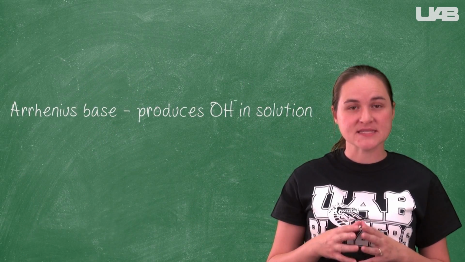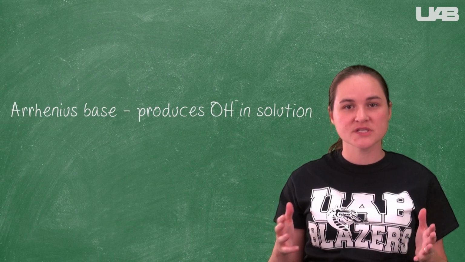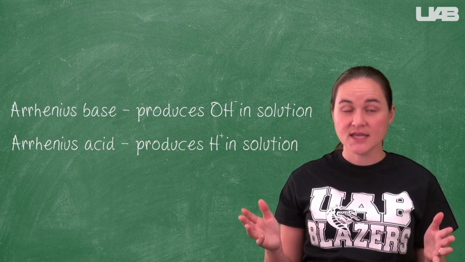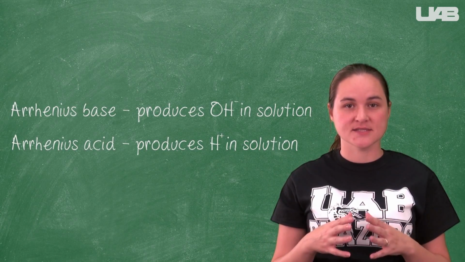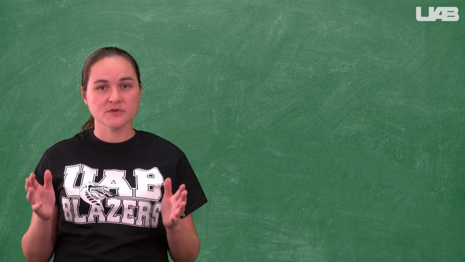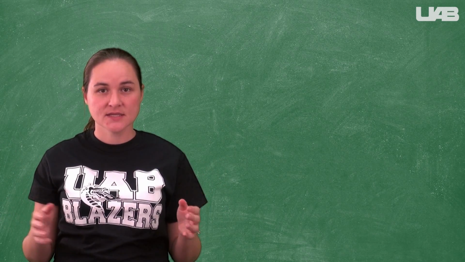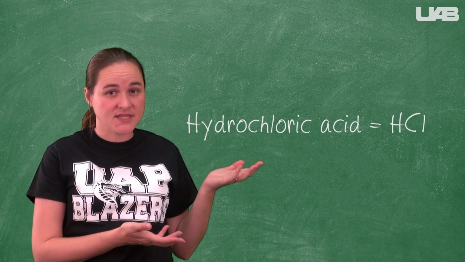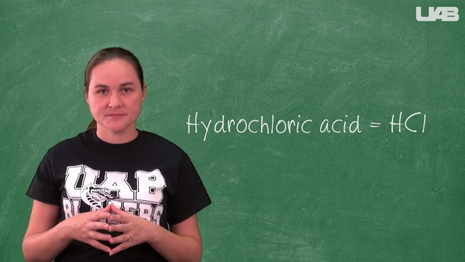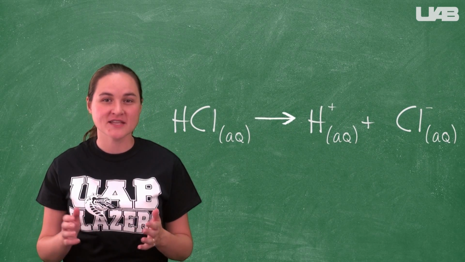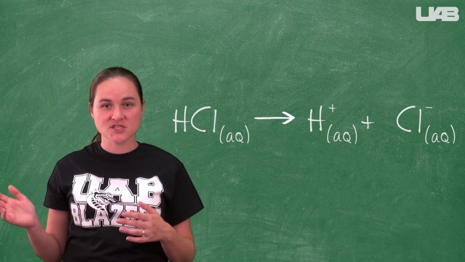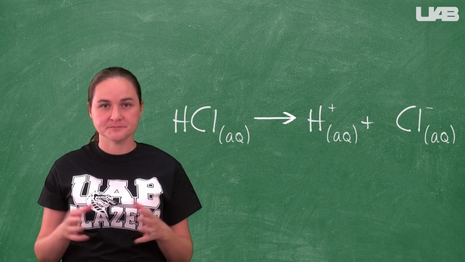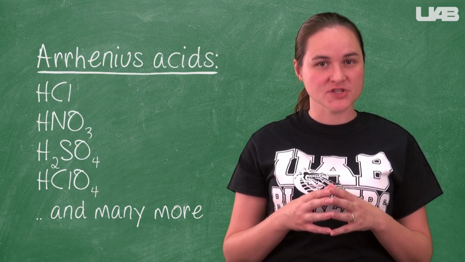An Arrhenius base is defined as a substance that produces hydroxide ions in solution, and an Arrhenius acid will dissociate to produce hydrogen ions in solution. There are lots of examples of Arrhenius acids and bases. Hydrochloric acid, or HCl, is a common Arrhenius acid. If you look at the reaction of hydrochloric acid with water, you see that the hydrochloric acid dissociates into H+ and chloride ion. Many common acids fit this definition.